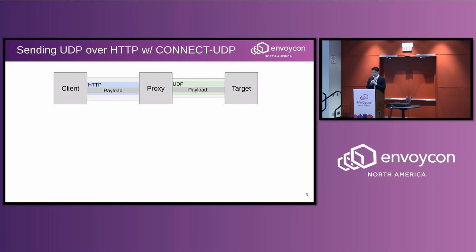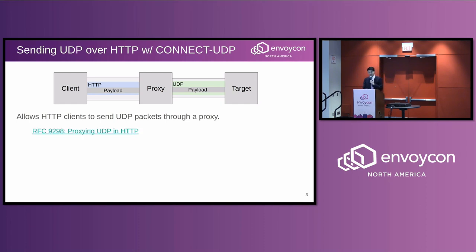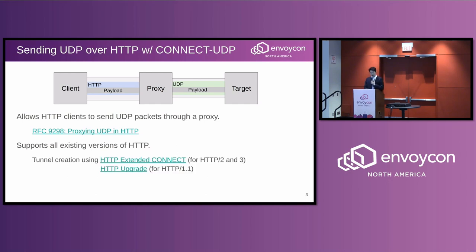To overcome those limitations, CONNECT-UDP was recently standardized in IETF. It allows HTTP clients to send UDP packets to an arbitrary target through a proxy. So a client sends payload data as HTTP messages, and a proxy sends those data as UDP datagrams over to the target. It is defined in the RFC 9298, and it supports all existing versions of HTTP. For HTTP/2 and HTTP/3, the CONNECT-UDP request is sent as an extended CONNECT request. And for HTTP/1.1, it's sent as an upgrade request.